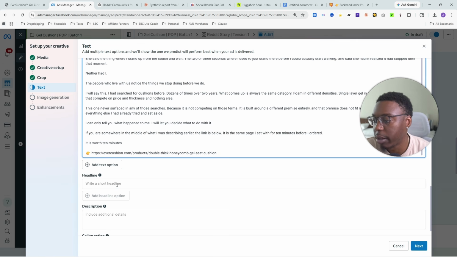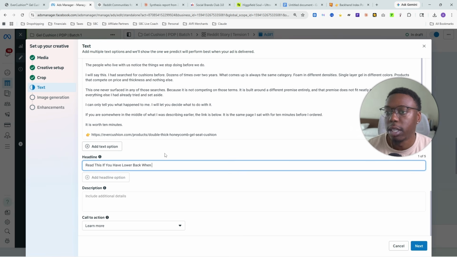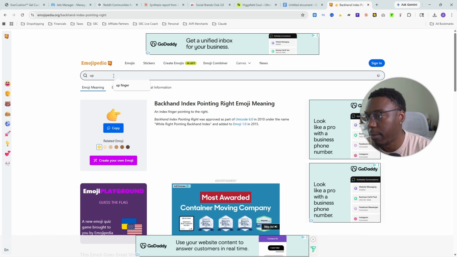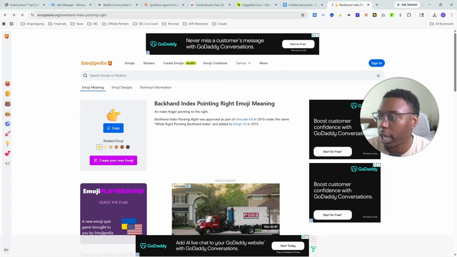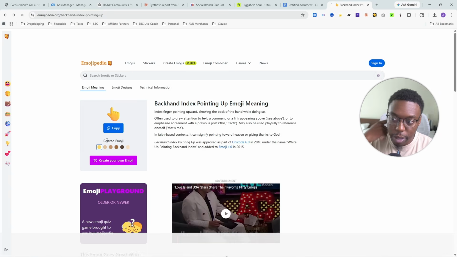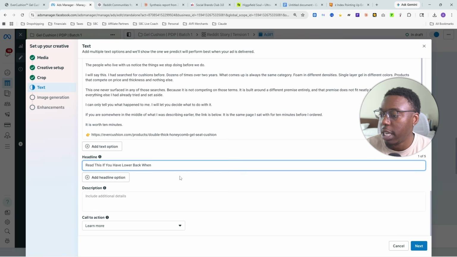We're going to also want to put something for the headline here. For the headline, there's a couple different ways you can do a headline. The whole goal of the headline is to entice people to read. So a lot of times I'll say, read this if you have lower back pain. Okay. So you can do that. And then we're going to do finger pointing again, and we're going to just do the up one. So make sure you don't put the middle finger. You don't want anybody getting upset with you because you gave them the middle finger. So we'll do something like this.